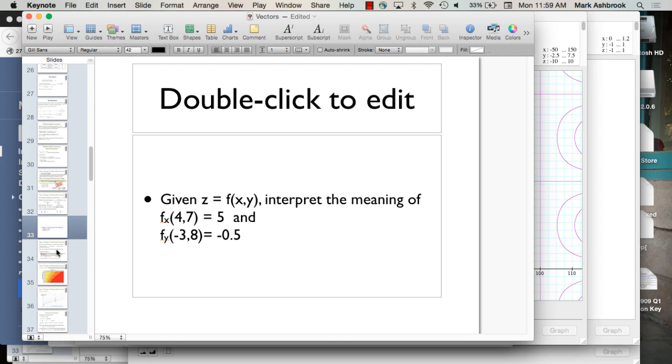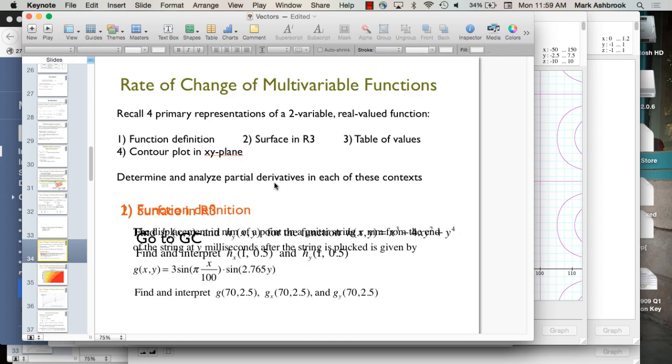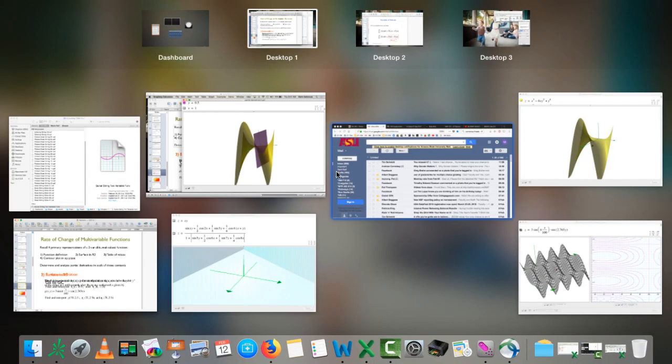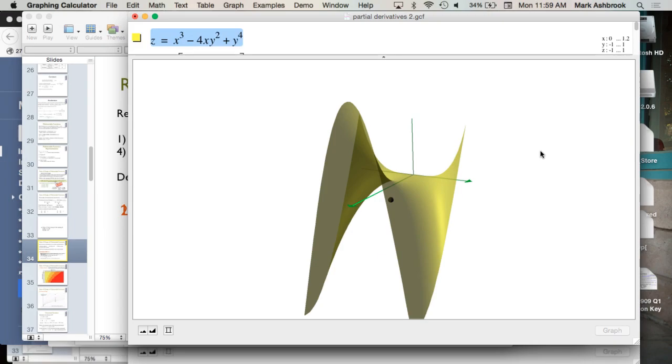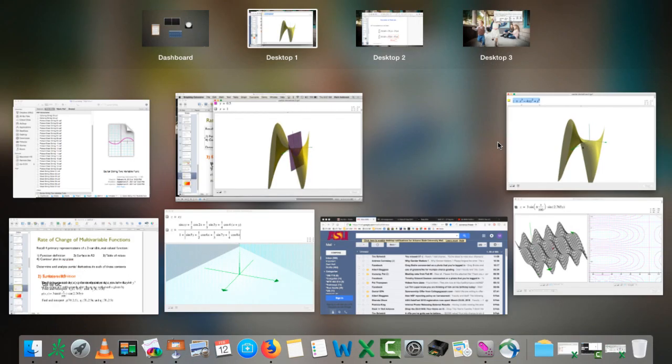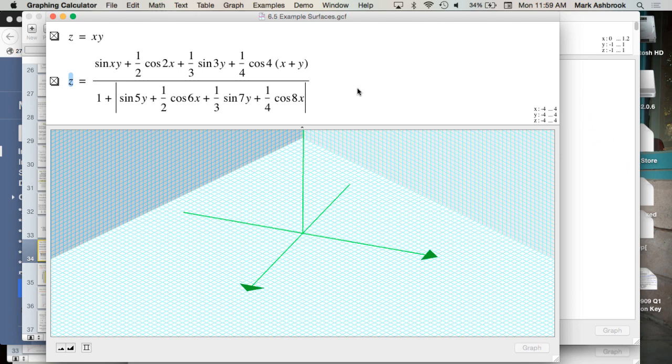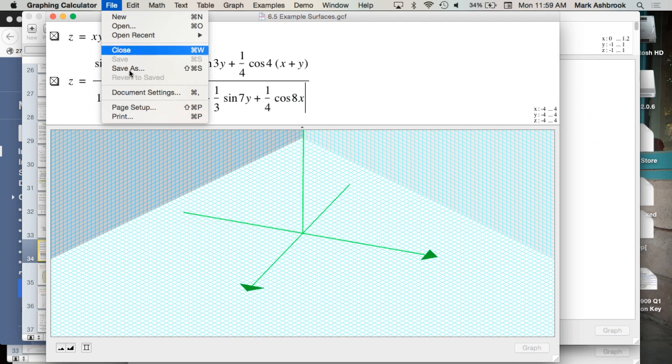And then we said we want to understand these partial derivatives in terms of our four representations of these multivariable functions. So function definition. So taking partial derivatives algebraically. Should we do the partial derivative with respect to x of this one? No, we don't want to waste our time with that.